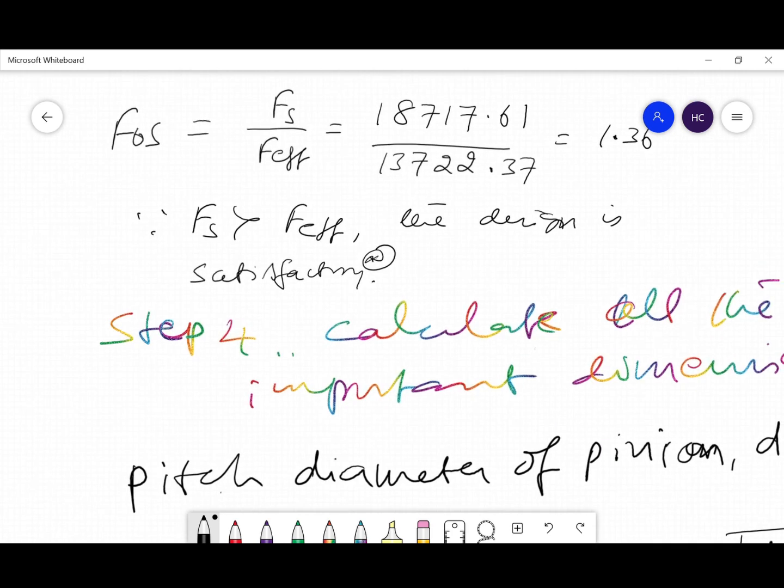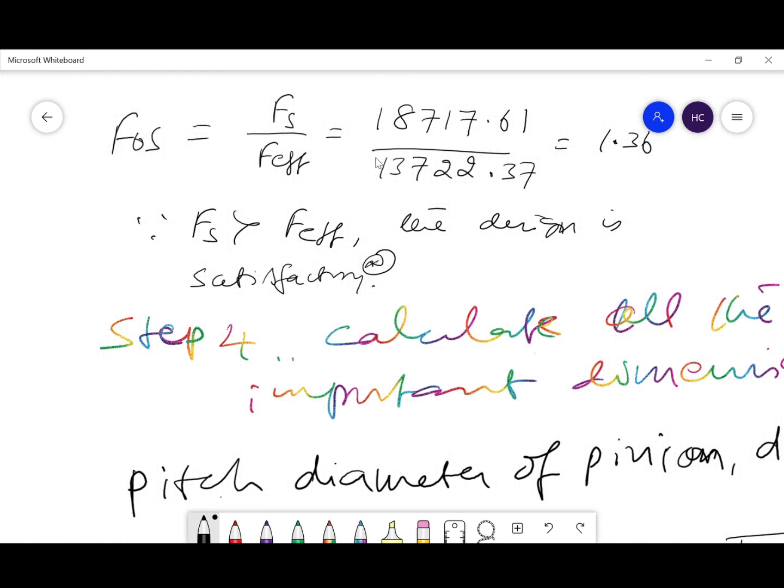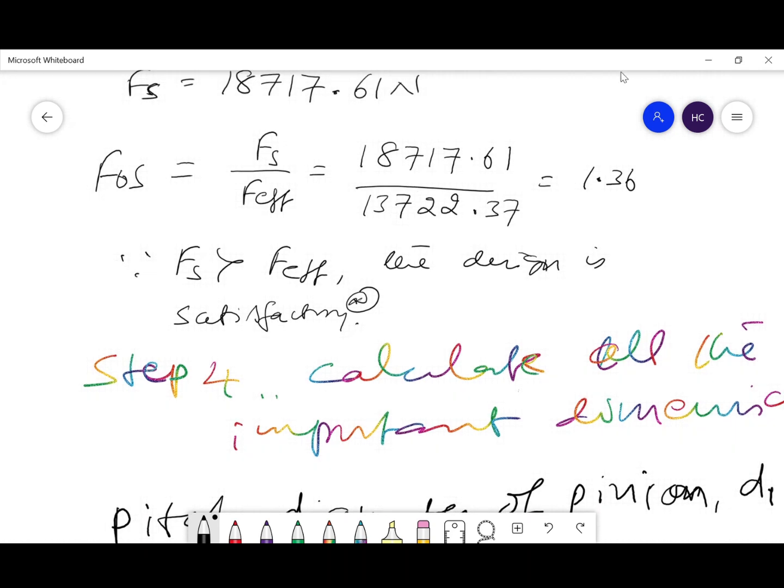So now factor of safety is given by dynamic strength by effective force, that is 18,717.61 by 13,722.37, which gives us 1.36. Since Fs is greater than F effective, the design is satisfactory.